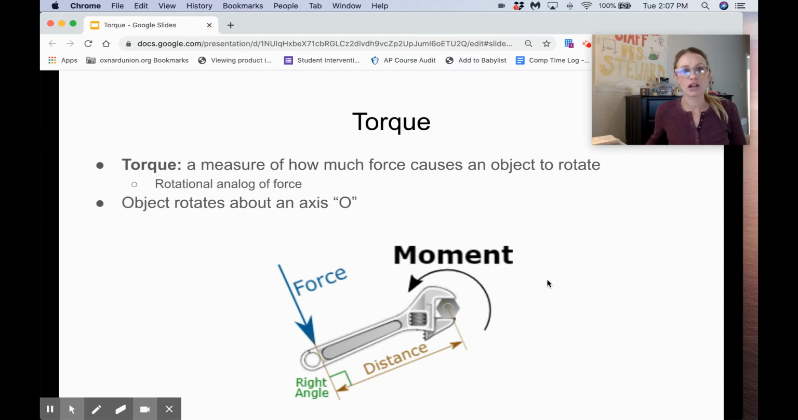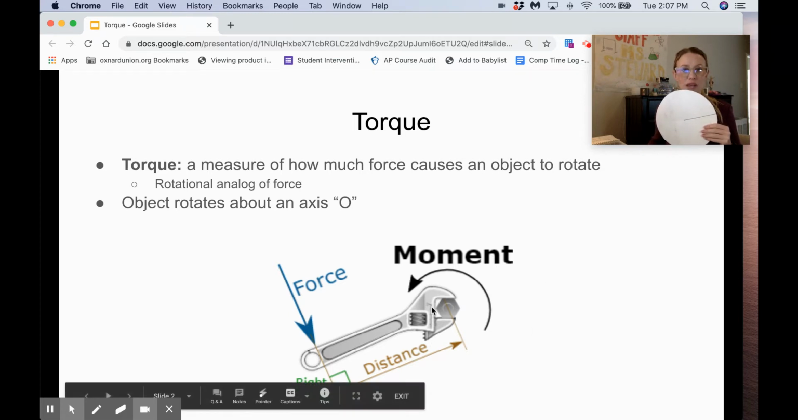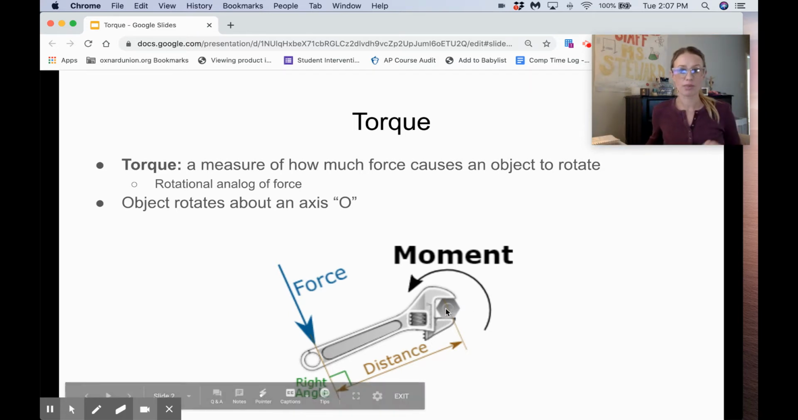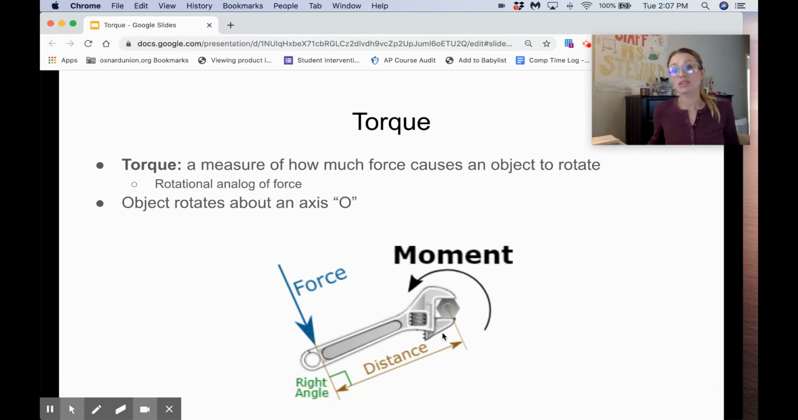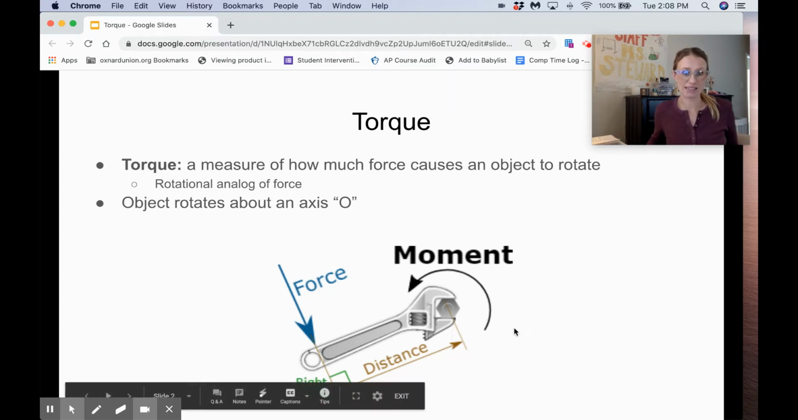Now what happens here is an object is going to rotate about an axis O. So this can be something like a disc or something like that. This would be our axis O right here. There's also an example of this wrench right here. This bolt would be the axis that this object is rotating around. You can also have just a particle that is not even rotating really, and we'll get to that a little bit later. But as long as we have a specified axis and then a specified location where we're measuring where this force is happening, then we have a torque that is happening.